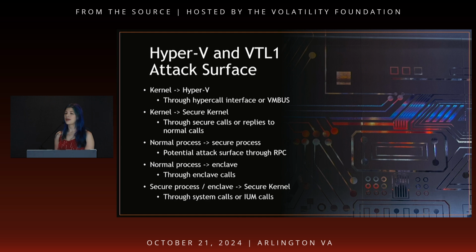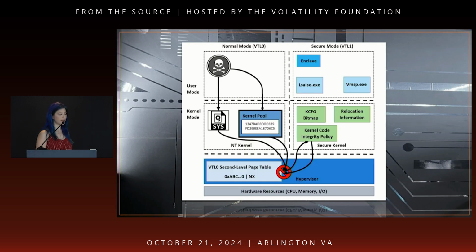Now, if you manage to compromise an enclave or a secure process, that gives you, back here again, that gives you another interface into the secure kernel. From a VTL0 regular process, you have no direct interface to a secure kernel. You have to either go through the normal kernel by compromising the kernel or loading a driver, or if you manage to compromise a user mode process or enclave in VTL1, then you can talk to a secure kernel through the system call mechanism.